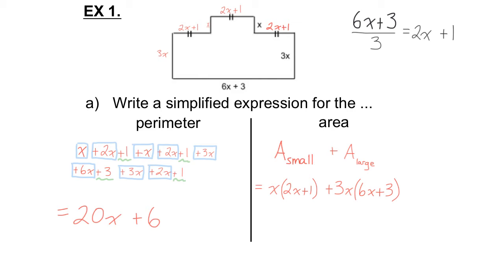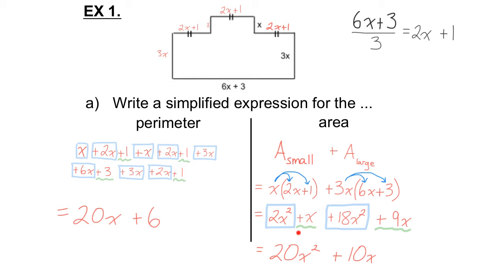So to simplify, we need to first get rid of the brackets by expanding. So we use our distributive property. x times 2x is 2x squared. x times 1 is x. 3x times 6x is 18x squared. 3x times 3 is 9x. So now we have an expression with no brackets. We can combine our like terms and simplify. So now here is the expression for the area of the shape.